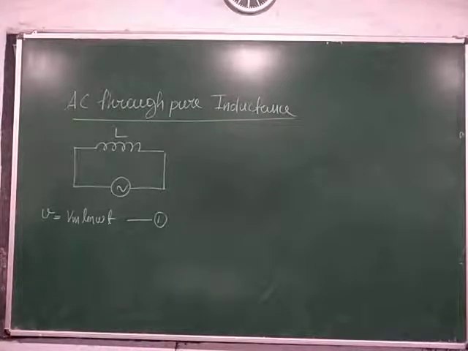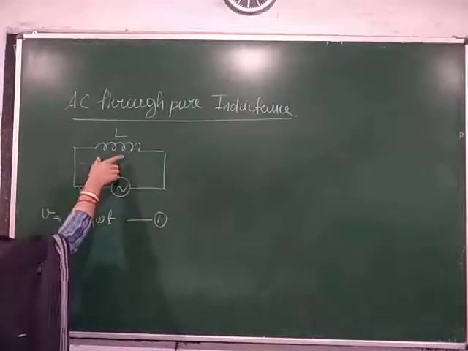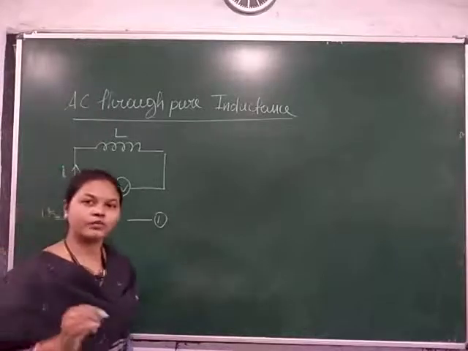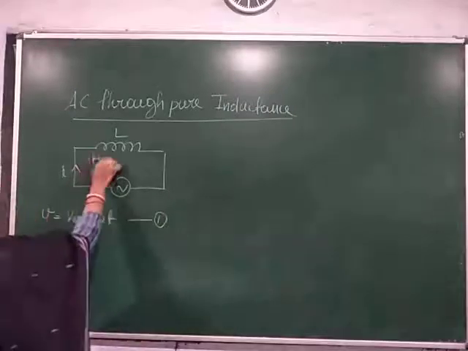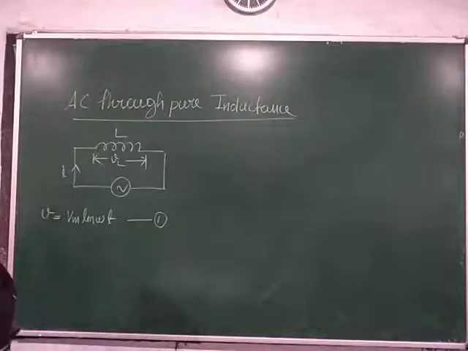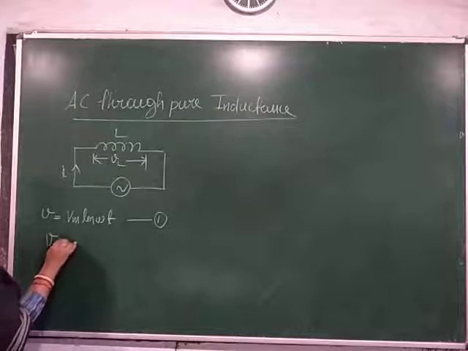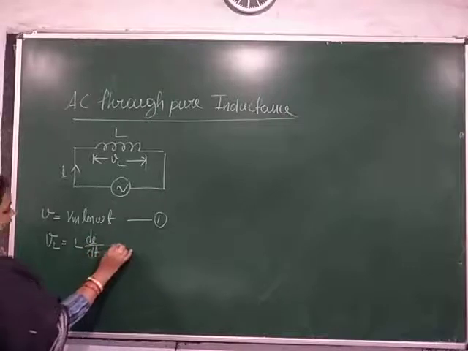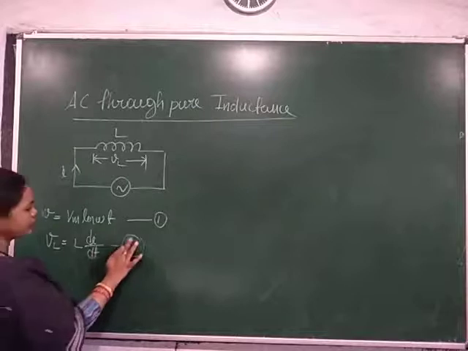So what happens if you give the alternating voltage to this inductive circuit? Alternating current flows through the circuit, by which an EMF is induced in the inductive coil. Let this be VL. According to Faraday's law of electromagnetic induction, the magnitude of this induced EMF is L di by dt. Take it as equation number 2.